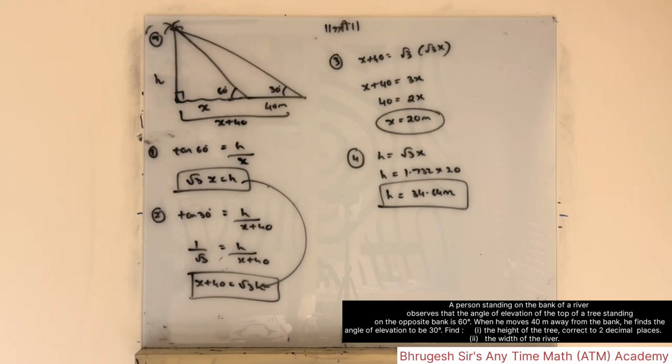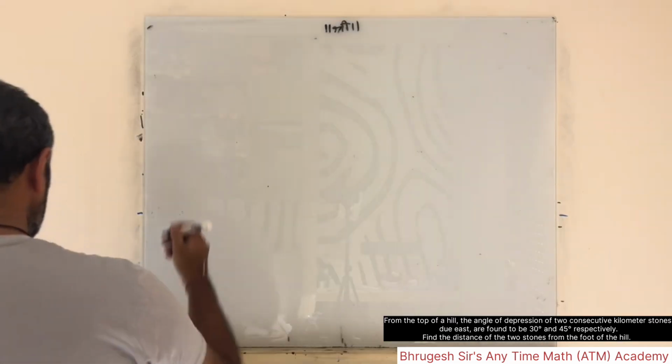Guys, are you comfortable, beta? Everyone? बच्चा लोग, are you comfortable? समझ में आया सम? पक्का वाला बेटा? इजी सम था. So the width of the river is 20 meters and the height is 34.64. Pause this video, understand it. Okay. Now we shall move to the next sum.